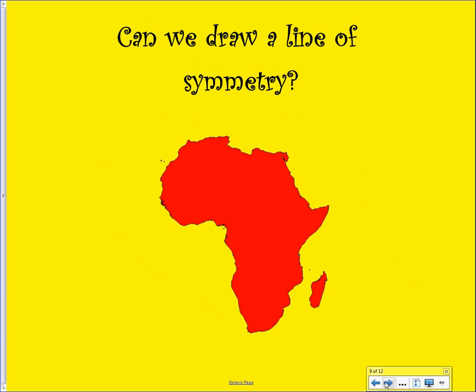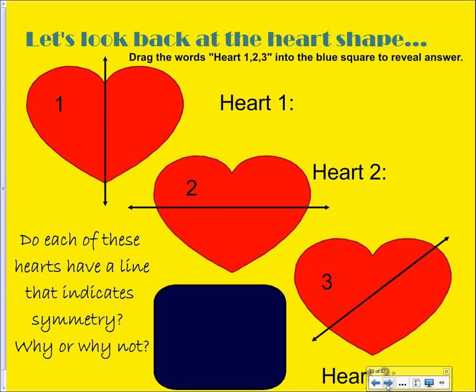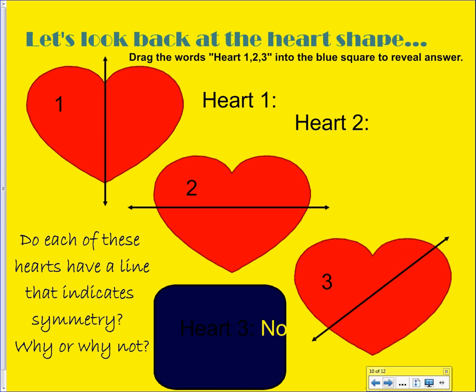We looked at this and they kind of laughed when I said, can we draw a line of symmetry? And they saw immediately that you could not. No matter which way you draw it, it's not the same on both sides. We looked back at the heart shape and we noticed again that it could only be a vertical line of symmetry, because if it's horizontal, it does not work, and if it's diagonal, it does not work as well.